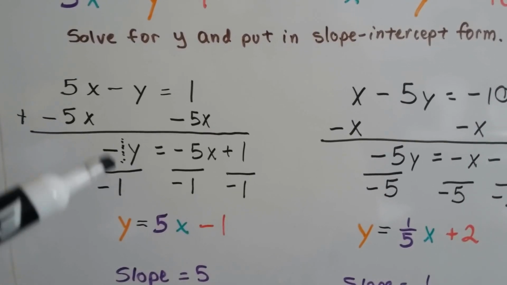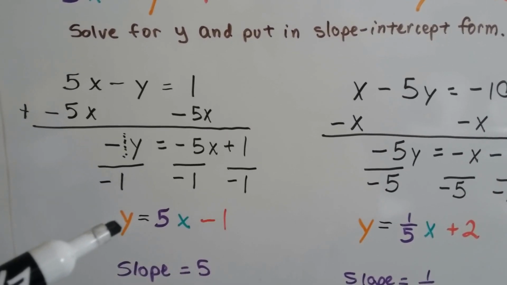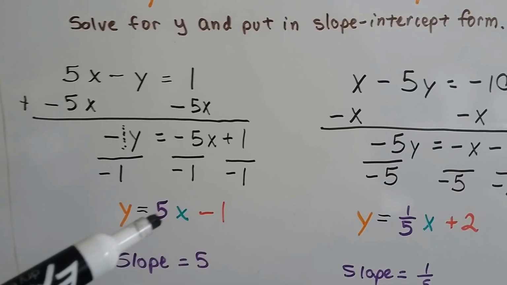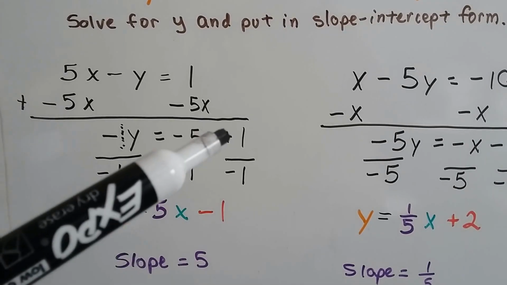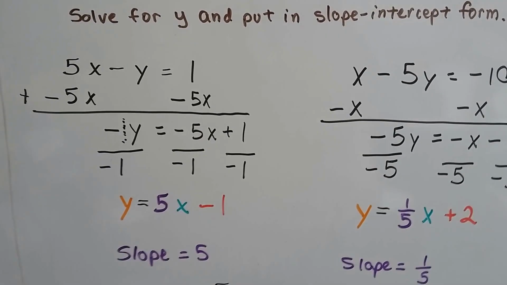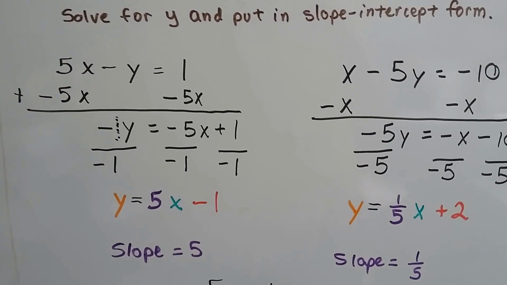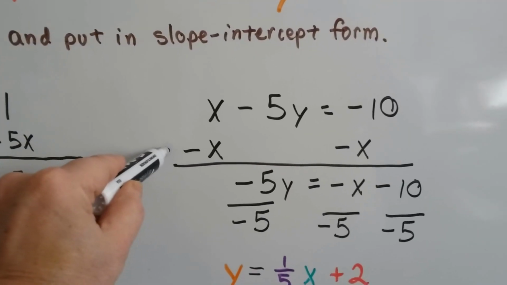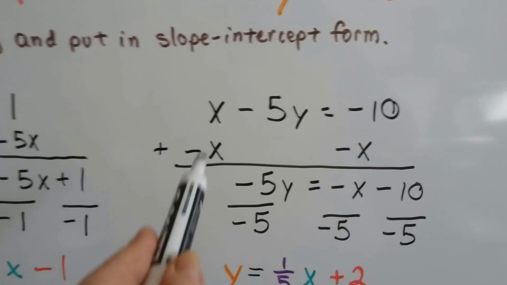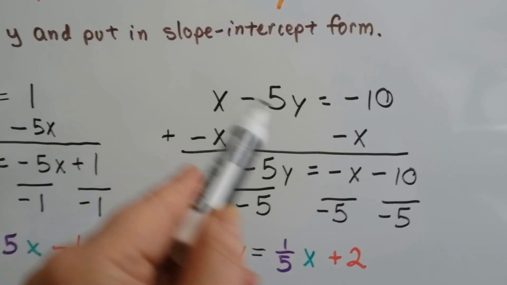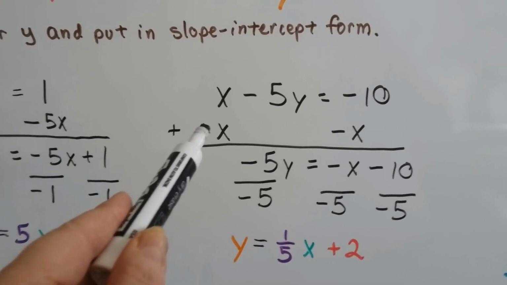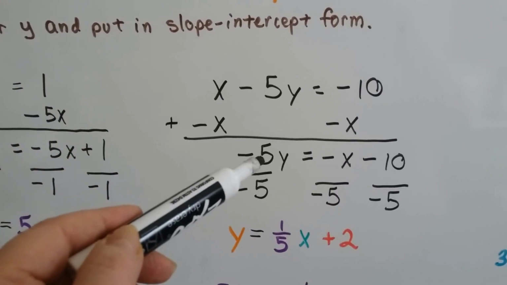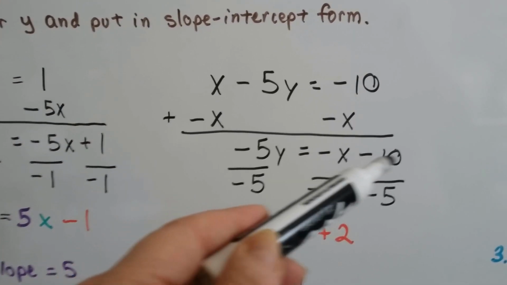So we could divide each term by that -1. That's going to give us a positive y here equals, two negatives make a positive. We have a positive 5 slope, and the positive and negative make a negative. So we have y equals 5x minus 1. On this side, we can add this -x to each side of the equation to create a 0 pair here, because we want to isolate the y, get it into slope-intercept form. So now this is eliminated. We've got 5y equals a -x minus 10.